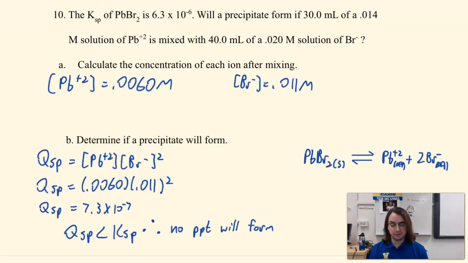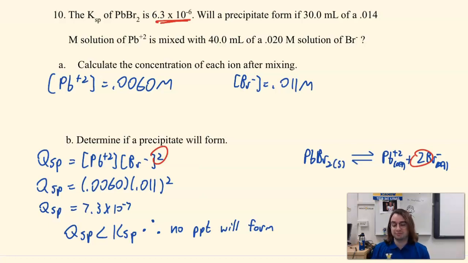All right. Hopefully this is what you got. If you run through the concentration calculations, you should get 0.0060 for lead. You should get 0.011 for bromine. I write out my dissociation equation real quick just so I can find that I have this 2 here. It's really important that you do that because I need to put that 2 there. If you forget to do that, you might get a wrong Q value, which means you might come to the incorrect conclusion. So if I do this correctly, I find that I get a Qsp of 7.3. I compare that to the Ksp given at the beginning, and then I say whether or not it's large or small. In this case, it's too small, so yeah, no precipitate will form.